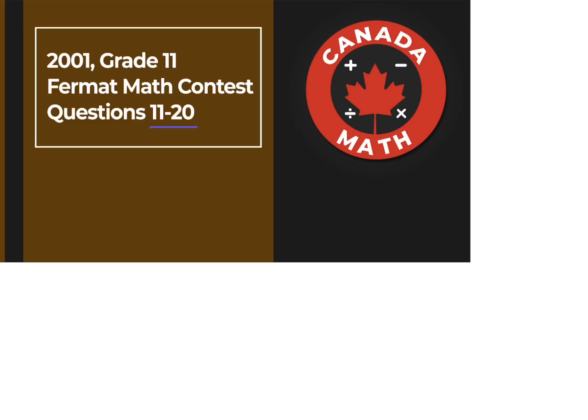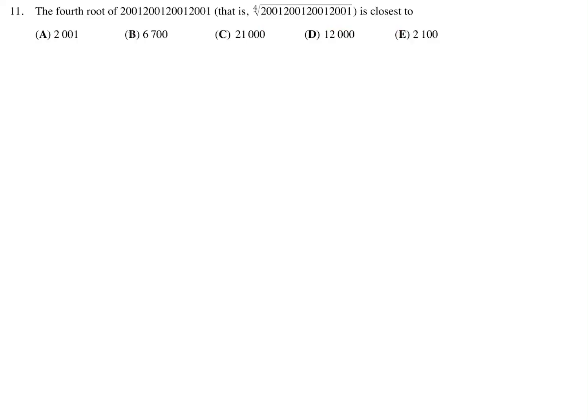Questions 11 through 20 of the 2001 Grade 11 Fermat Math Contest. The fourth root of 2001, 2001, 2001, 2001, that is of this form, is closest to. So let's say we have this big long number, which is essentially 2001 written 4 times, not multiplied by each other. It's just one integer. These are all digits.